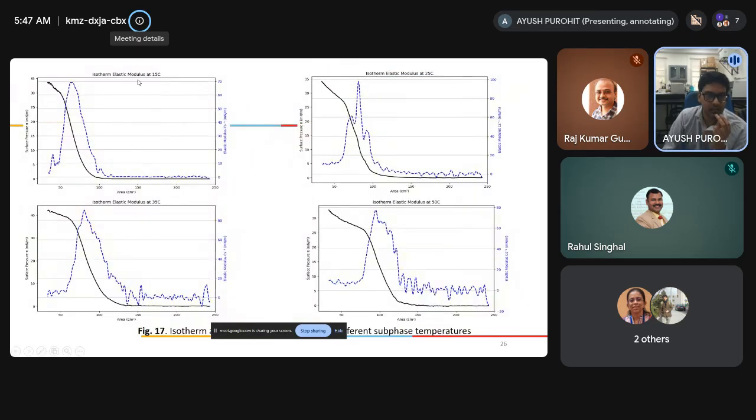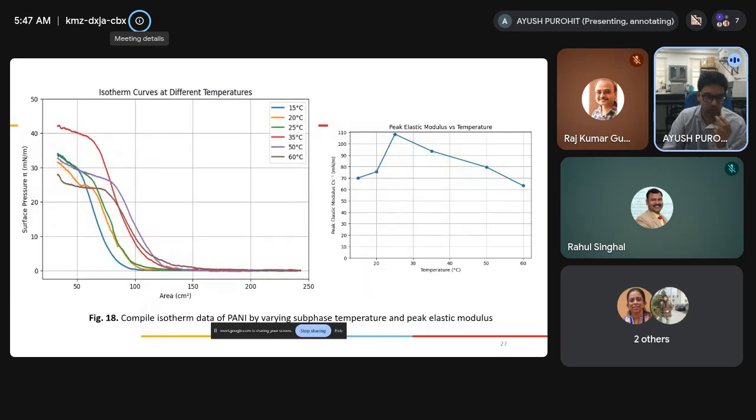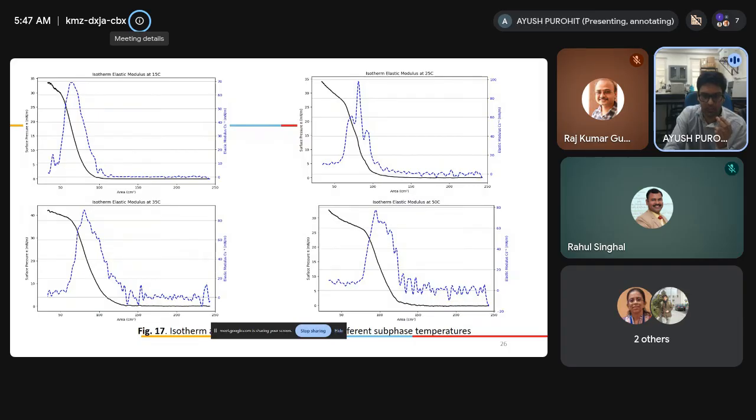And these are the results at different temperatures. These are the same polymer results at different temperatures, at 15 degrees, 25 degrees, 35 degrees, and 50 degrees. In the next slide, we are showing the same results in compiled form, and these results show the gradual change in the isotherm graph after changing the temperature. So this is the compiled result of all these same graphs.